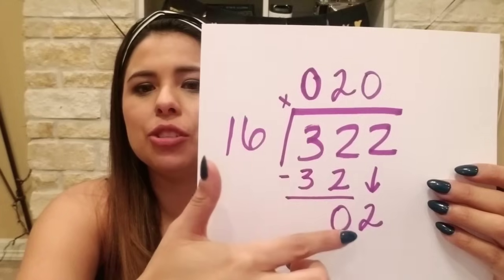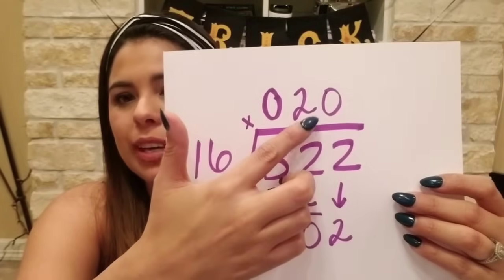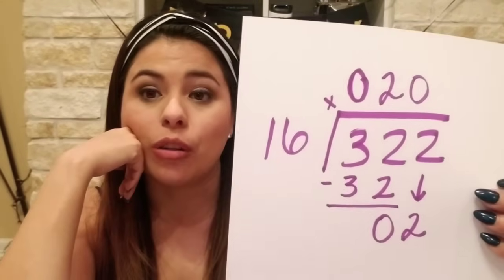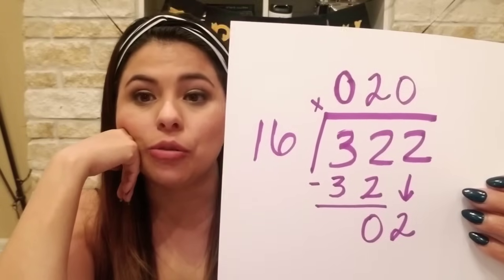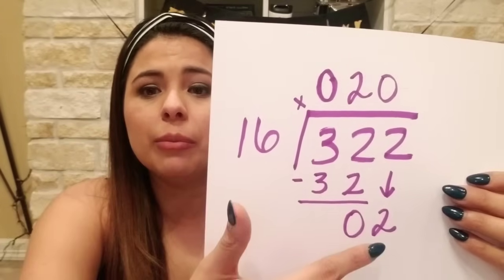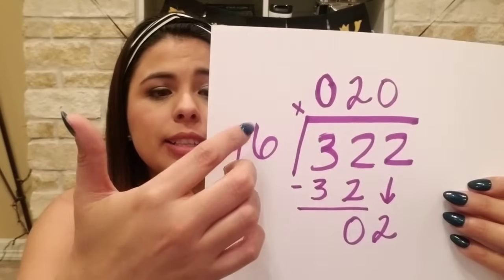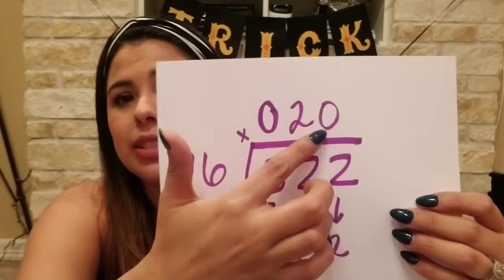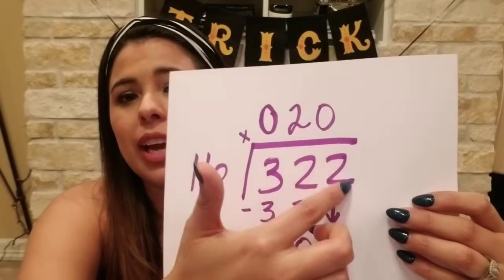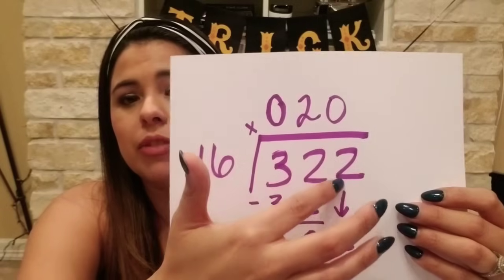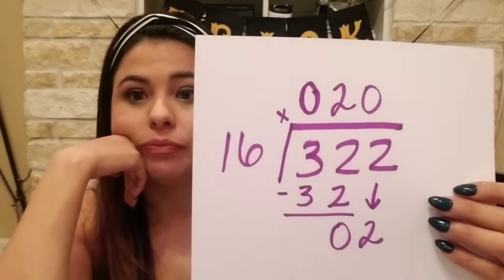16 does not fit into 2, and that's why I put that 0 there. So that is something we have not come across before. That's something new to us. So when you have a number down here, and this number does not fit into it, you have to put that 0 above that 2, because that's showing me that that 16 was not fitting into that 2.